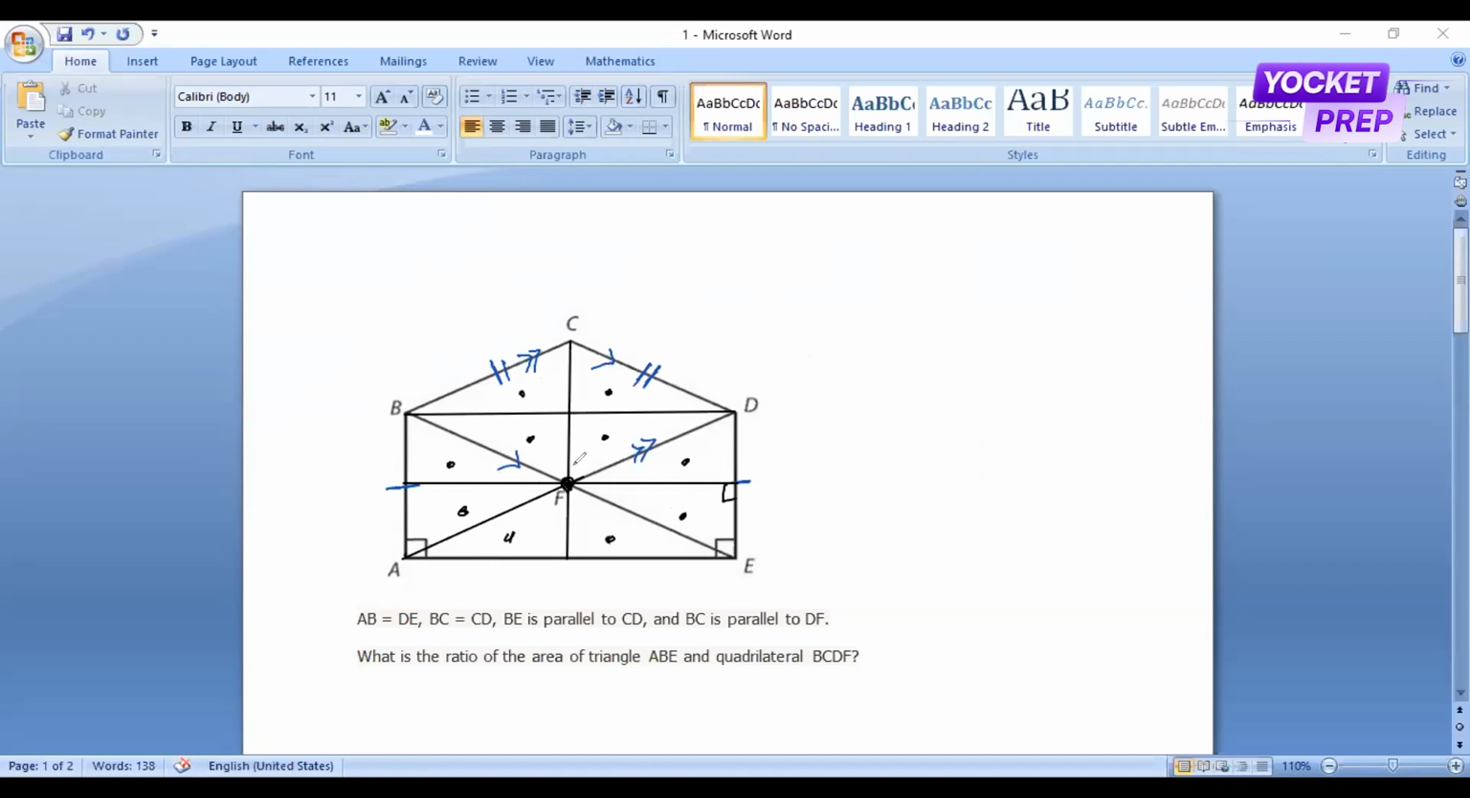So what do you have now? Finally, the question was ABE. So where is ABE? ABE is this one. You have got 1, 2, 3, 4 triangles. BCDF is this parallelogram, 4 triangles, 1:1. Over.